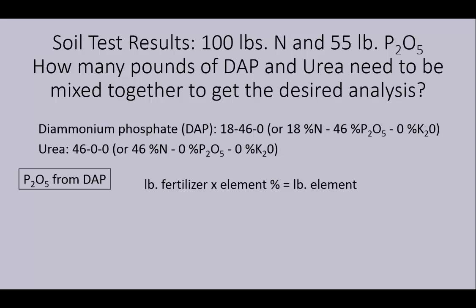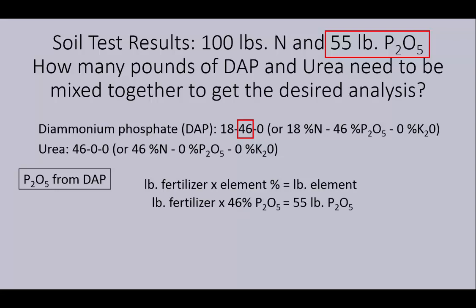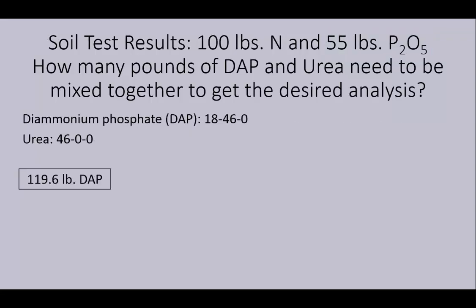In the earlier example, we multiplied our total pounds added by their percent element to get our pounds of element added. In this example, we are given the percent element and the pounds of element needed. For P2O5, our percent element is 46%, and our pounds of element needed is 55. To find our total amount of DAP we will add, we will need to work through the equation backwards, or divide. 55 pounds of phosphorus divided by 46%, or 0.46, equals 119.6 pounds of DAP we need to apply. Now we know we must apply 119.6 pounds of DAP per acre.